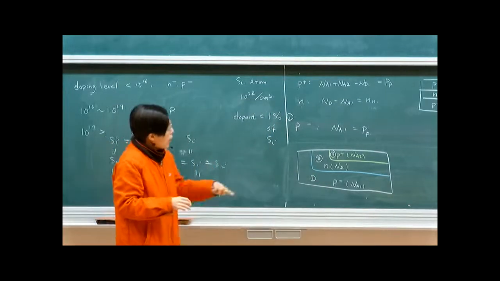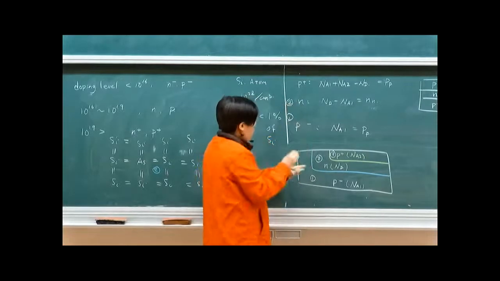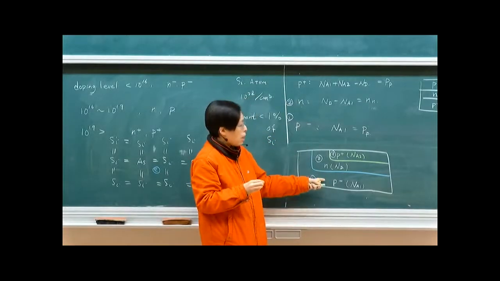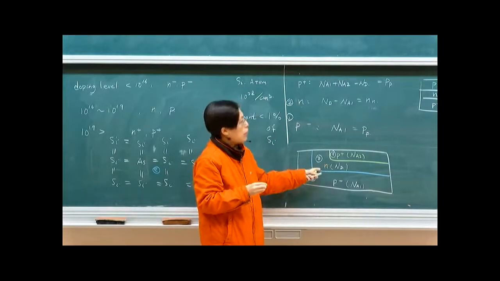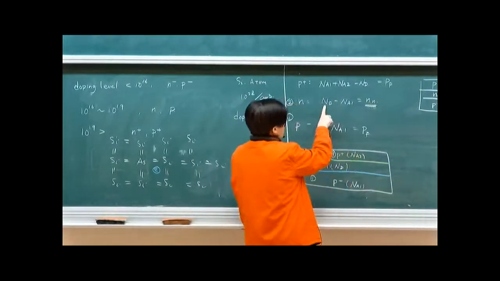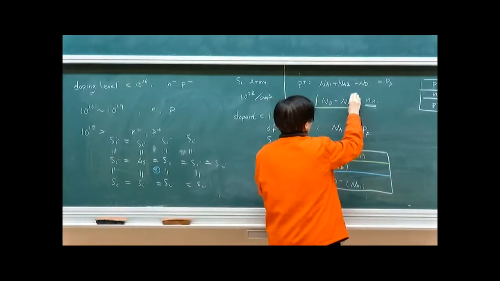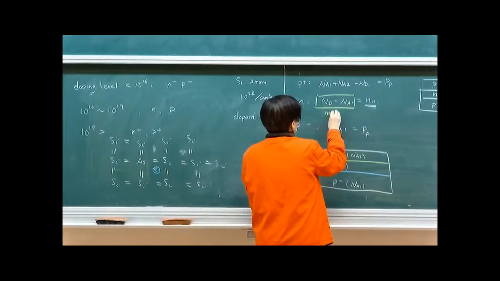Okay? And in region 2, you then have what's called counter-doping, because you start with p-type and then change into n-type. So it becomes n-type, and its majority carrier concentration will then be determined by this. This is referred to as the net doping.